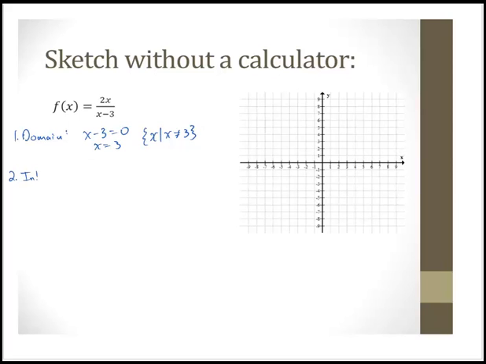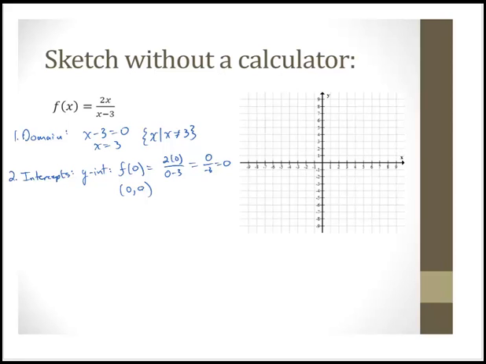Y-intercepts. Let's find the y-intercept, f of 0. That would be 2 times 0 over 0 minus 3. And that's going to be 0 over negative 3, which is 0. So the y-intercept is the origin, 0, 0.